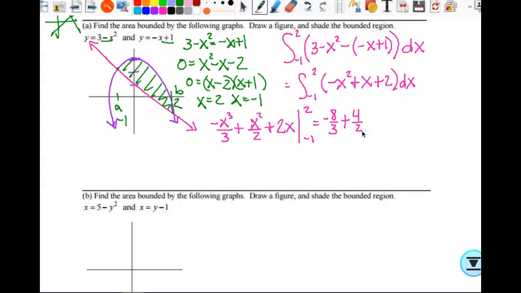And then I put 2 in there, and so it's going to be plus 4, right? Minus, I'm going to open my parentheses. I substitute in my -1. -1 cubed is -1. The negative of that is a positive 1/3.